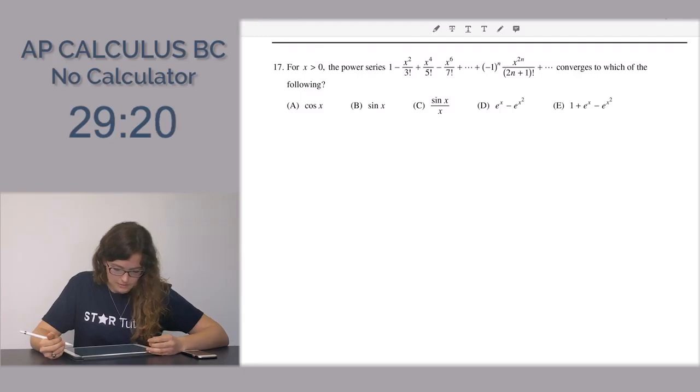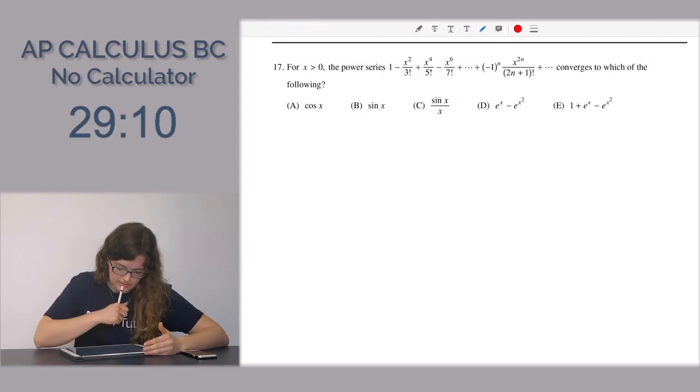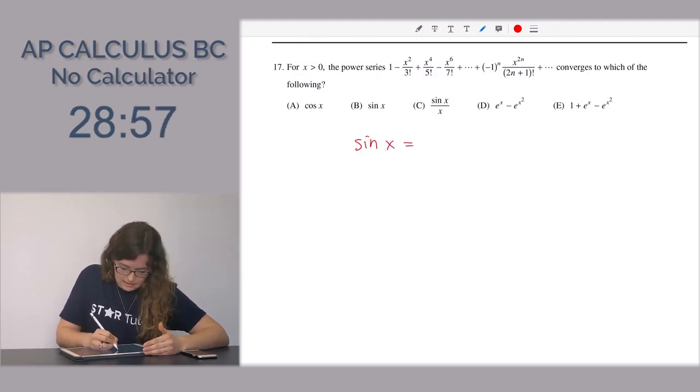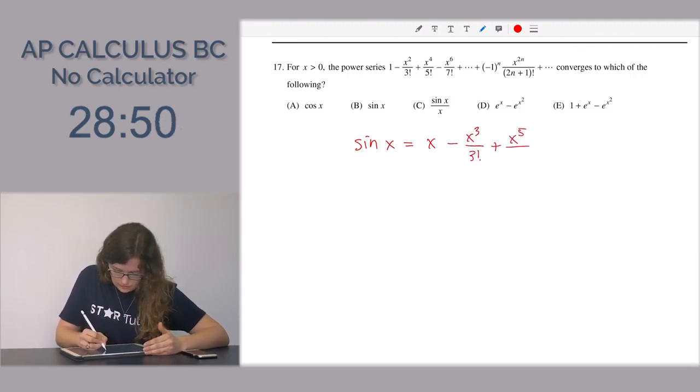For x bigger than 0, the power series converges to which of the following? Again, BC concept, infinite series. We want to know what this converges to. Some Taylor series that I know: sine of x is x minus x cubed over 3 factorial plus x to the 5th over 5 factorial minus x to the 7th over 7 factorial, and so on and so forth.